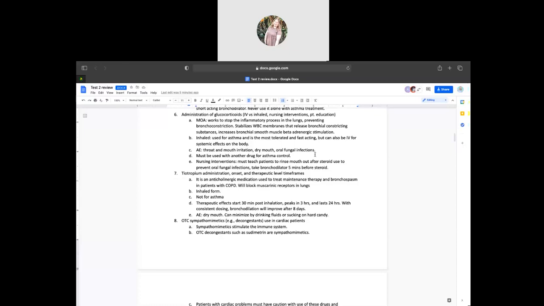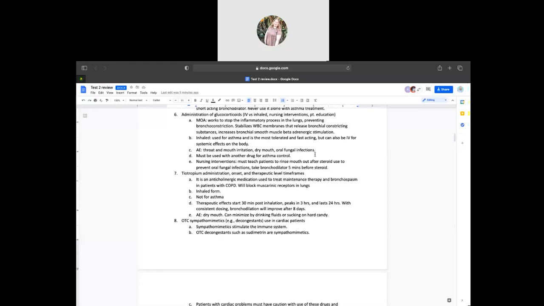It's going to be an inhaled form, and it's going to be for COPD patients because a lot of our COPD patients have a problem with getting air in and out of the lungs. There might be mucus in the lungs, and having an anticholinergic medication is going to help dry those mucus areas up.